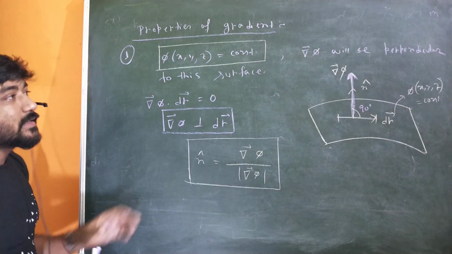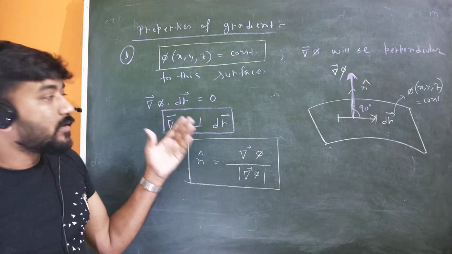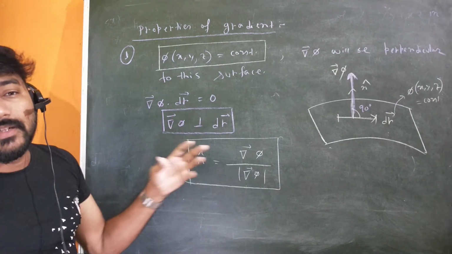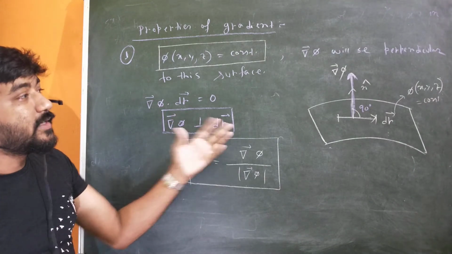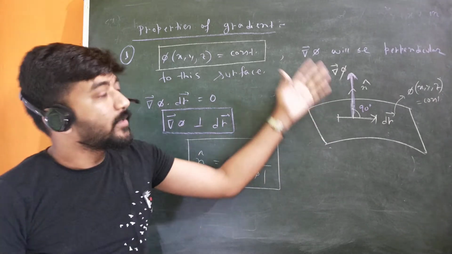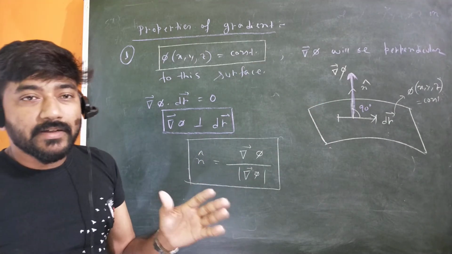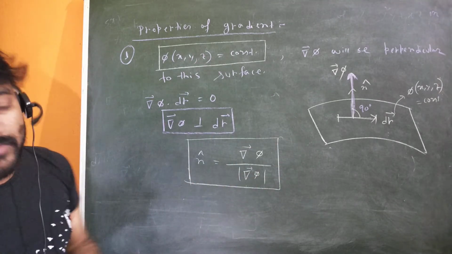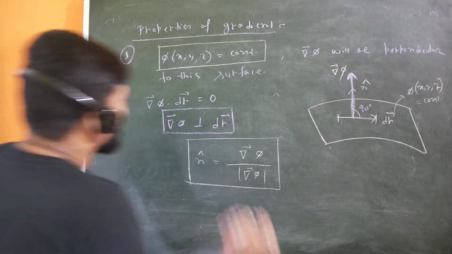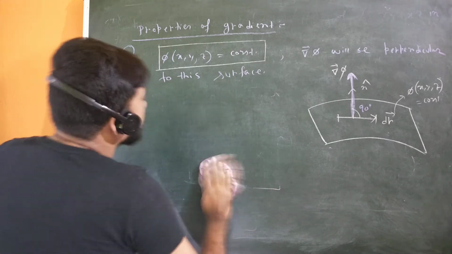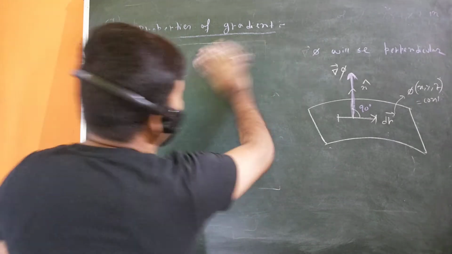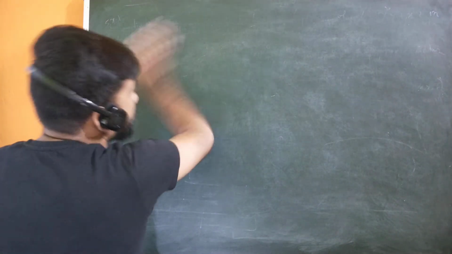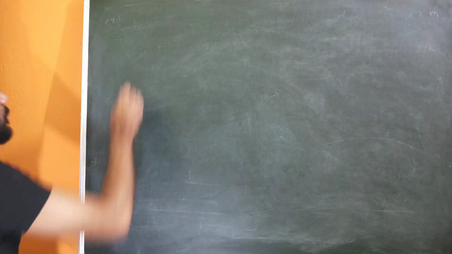Now let me discuss another important property about the directional derivative. The directional derivative is actually maximum in the direction of grad phi. So this is the direction of grad phi, and the directional derivative, that is grad phi dot a cap, will be maximum along the direction of grad phi. So let me prove this, and obviously its maximum value will be the magnitude of grad phi. So let me write down property number 2.